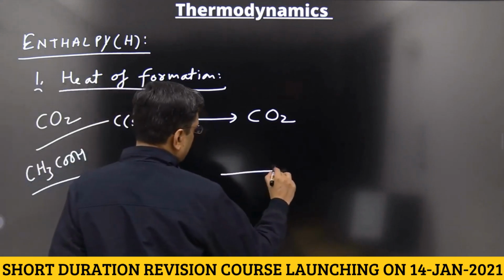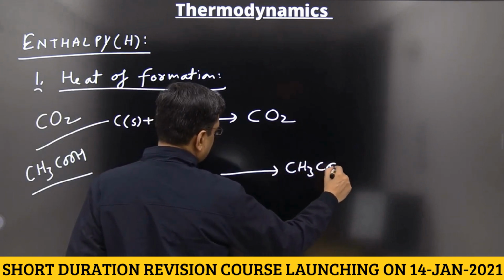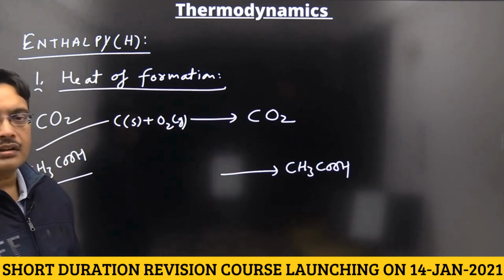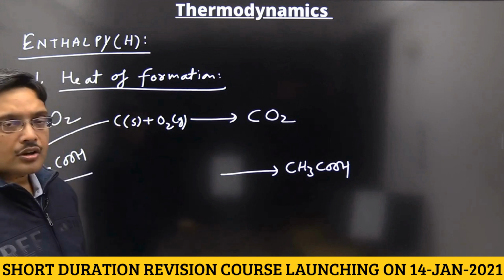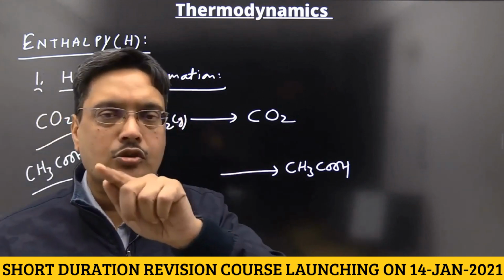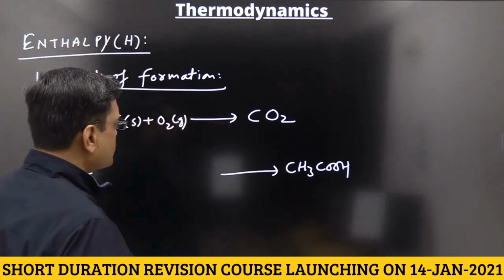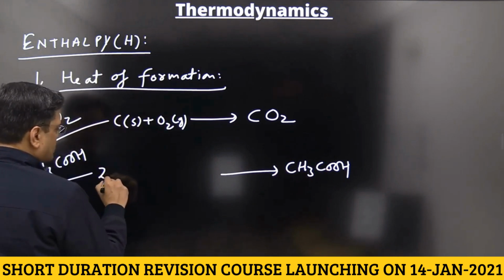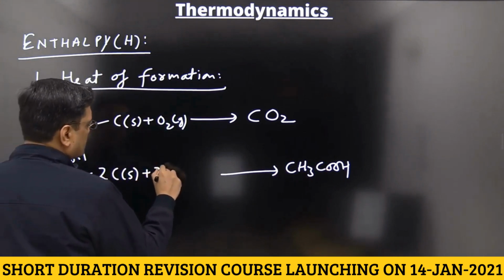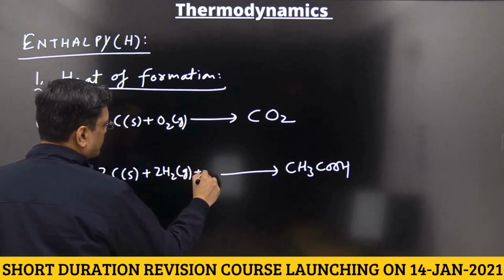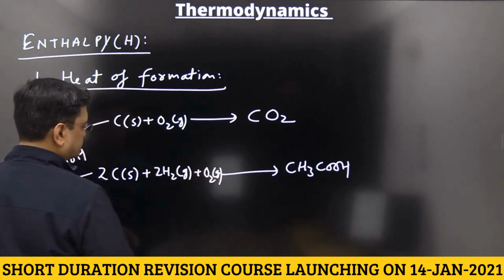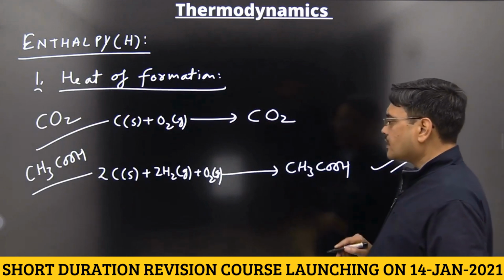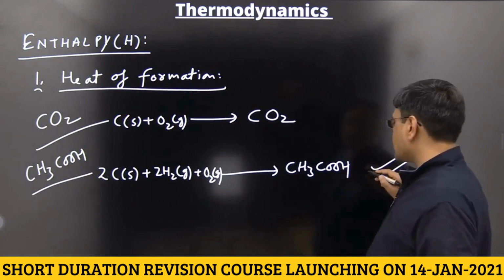For example, if we talk about acetic acid, any equation can be made. Write down 1 mole of acetic acid on the right hand side. It is made up of which constituents? Carbon, hydrogen and oxygen. The standard state of carbon is carbon solid, of hydrogen is H2 gas, and of oxygen is O2 gas. Here, how many carbon atoms are present? 2C solid, 2H2 gas plus O2 gas. So it is 1 mole of acetic acid. This is the equation for the formation of acetic acid, and this is the heat of formation.